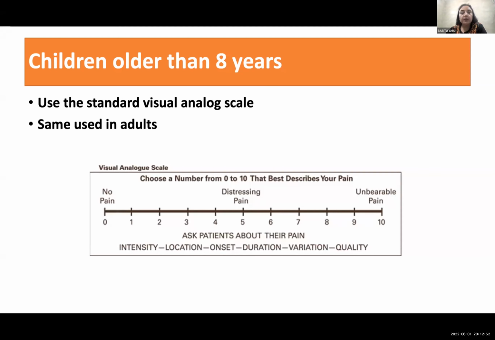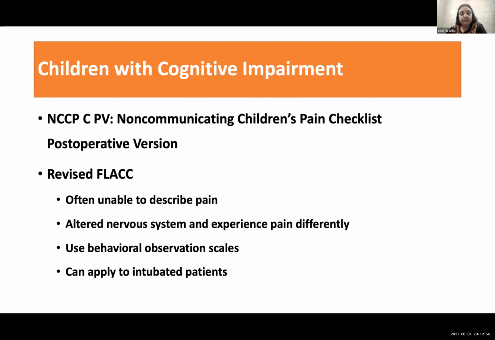For children with cognitive impairment, the most reliable score is the Non-communicating Children's Pain Checklist postoperative version, NCCPC-PV, and the revised FLACC score has also been shown to be very reliable. This can also be applied to intubated patients.